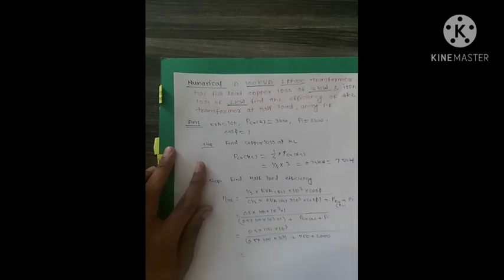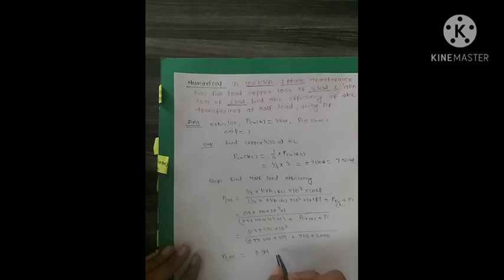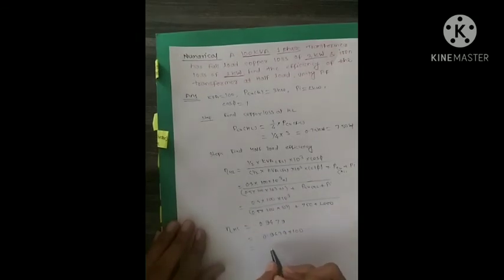So by putting all the values, we get the efficiency at half load as 0.9479, or by multiplying this by 100, we get 0.9479 into 100 equals 94.79%. This is the efficiency at half load.